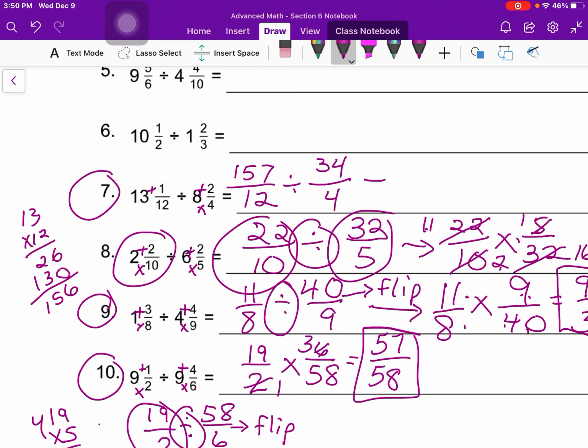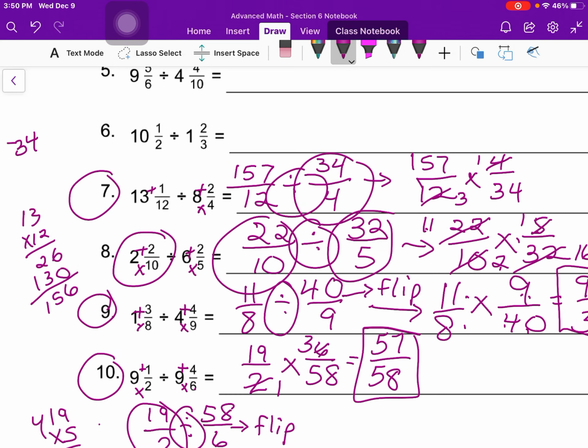Now to rewrite it, we keep the first fraction. We change the sign and we flip the second. I see right here we can simplify this 4 and 12. And then 34 into 157. I'm wondering, 34 times 4, let's see, 16. Okay, 34 doesn't go into it by itself. They aren't even, so 2 doesn't go into it, 3 doesn't go into it. I'm going to guess it's simplified.